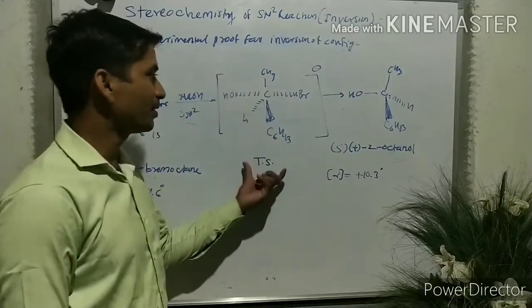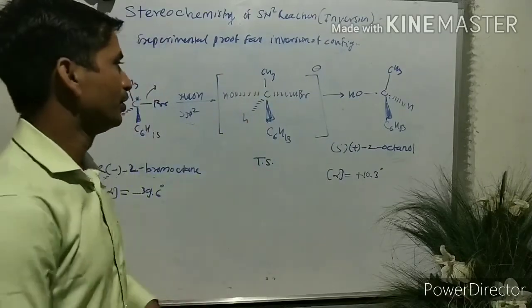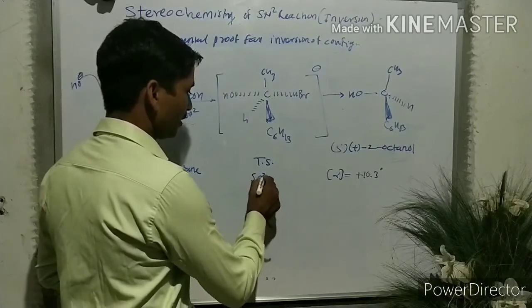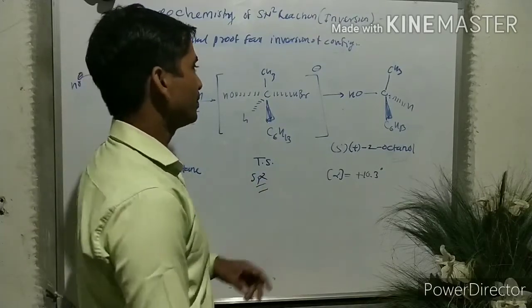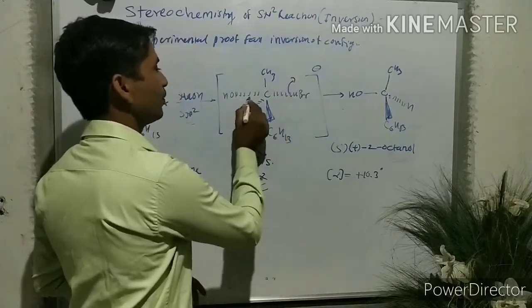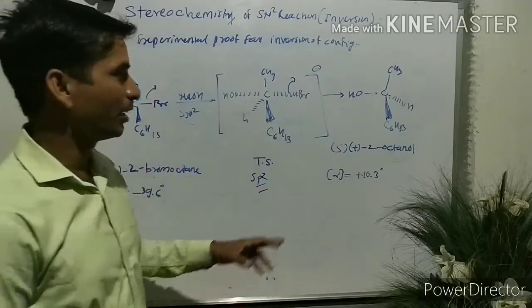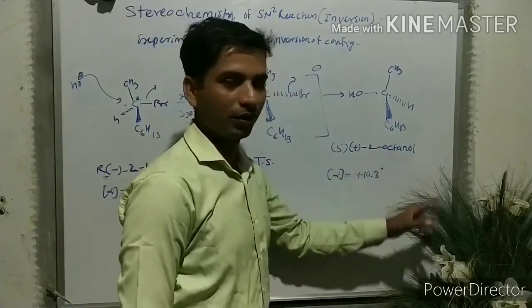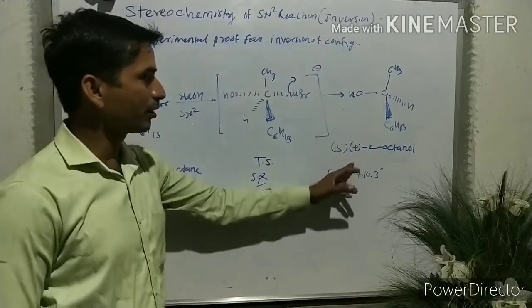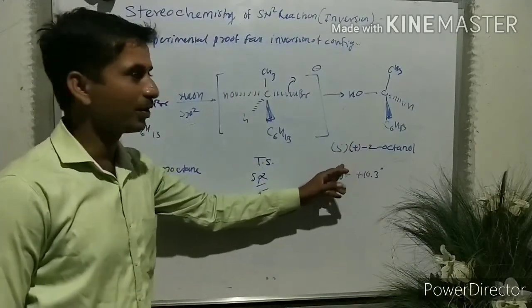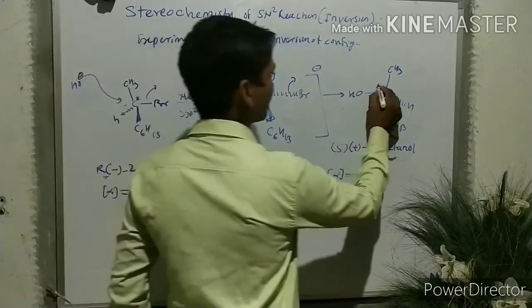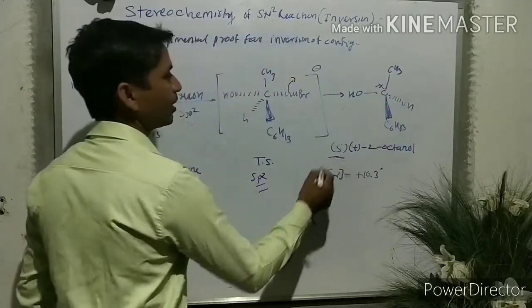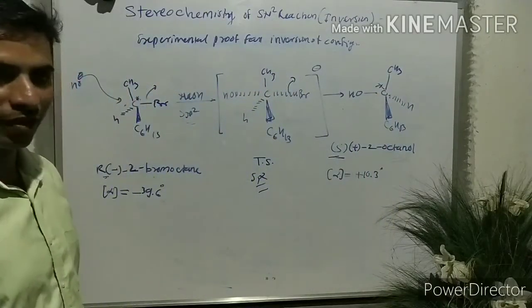So there is a transition state which has a five-membered character. This transition state also has sp2 hybridization. After departure of the leaving group, there is full formation of the OH bond. There is formation of 2-octanol, which has a change in configuration, that is the S configuration. So this is also a chiral center, which has the S configuration.